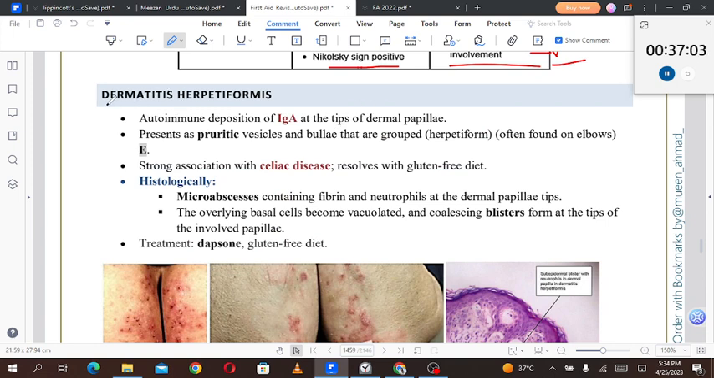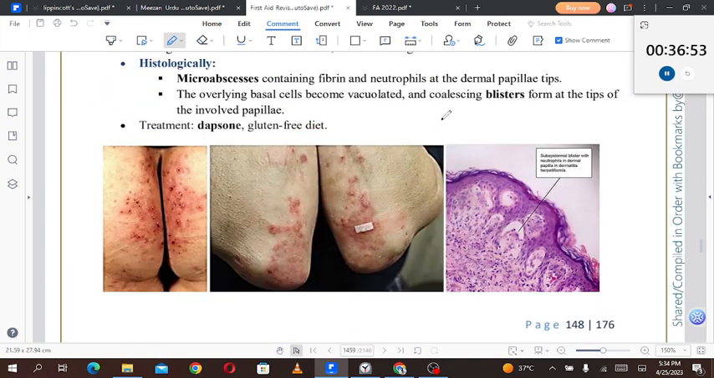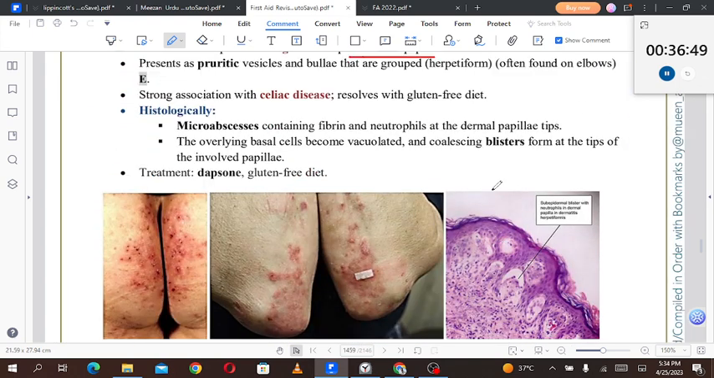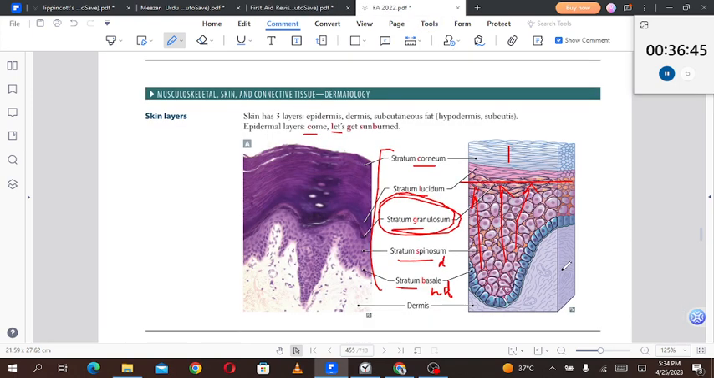Now we'll talk about dermatitis herpetiformis. Dermatitis herpetiformis is not associated with herpes virus at all. It is a misnomer. So autoimmune deposition of IgA at the tips of dermal papillae. At the tips of dermal papillae, we have the deposition of IgA antibodies. So dermal papilla is a structure like this, this one over here. You may say that this is dermal papilla, the finger-like projection of dermis into the epidermis. These are dermal papillae, this one and this one and this one.